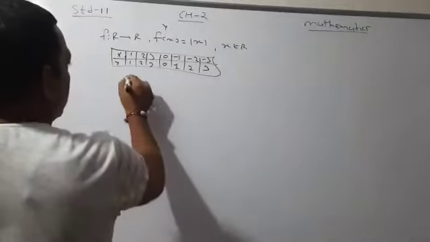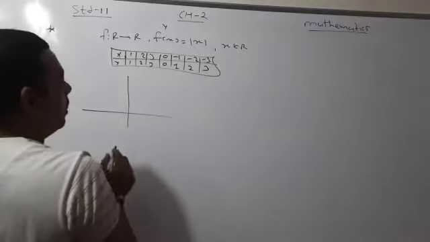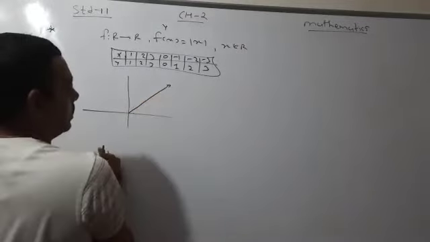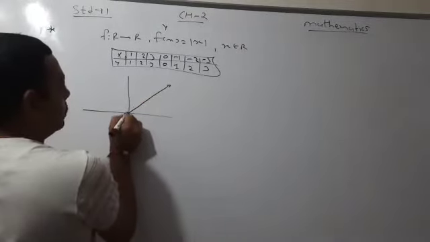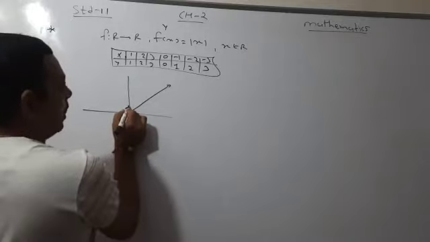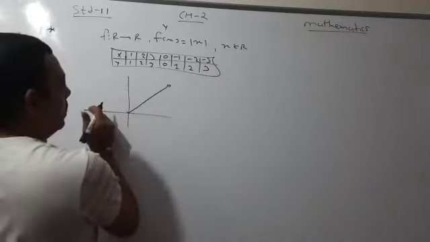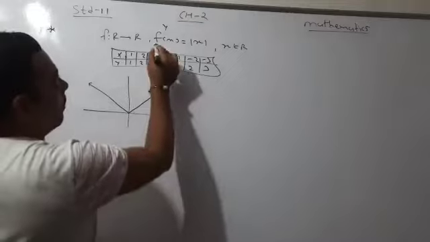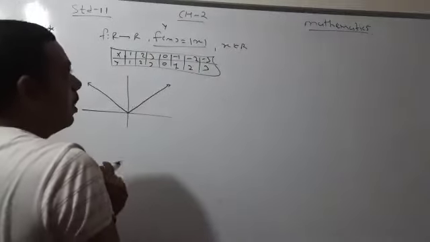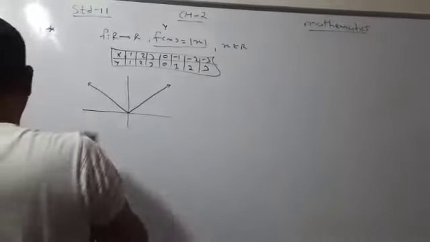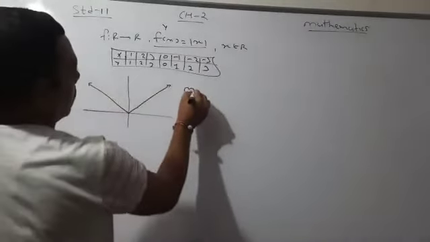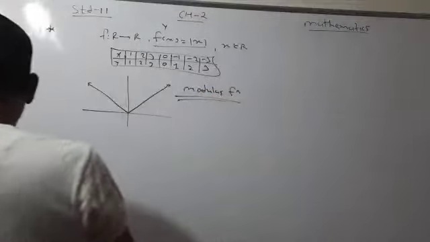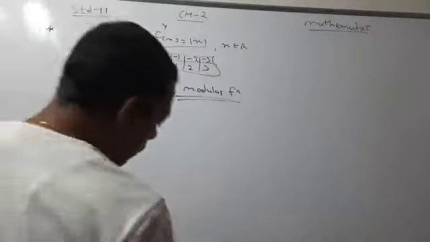If I plot these points on the graph paper, we will always get a V shape. See, (1,1), (2,2), (3,3), (4,4). This side, (0,0) here, (-1,1). The value of x is minus 1, but y is 1. So y is positive, x is negative, second quadrant. So the graph is like this. This is the graph of f(x) is equal to mod x. This is called modulus function, right?